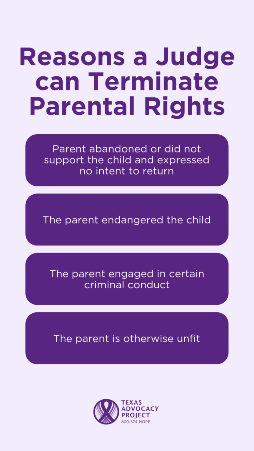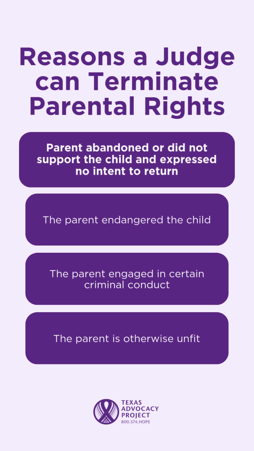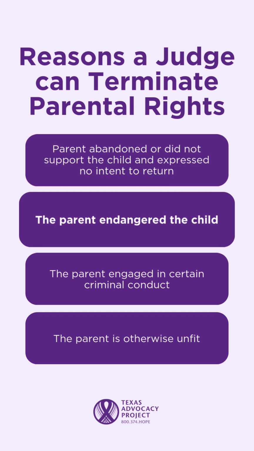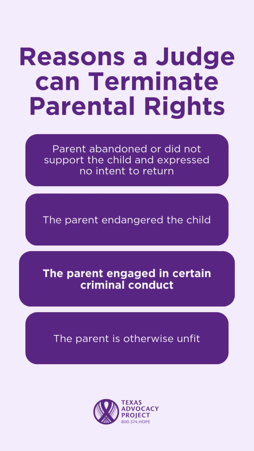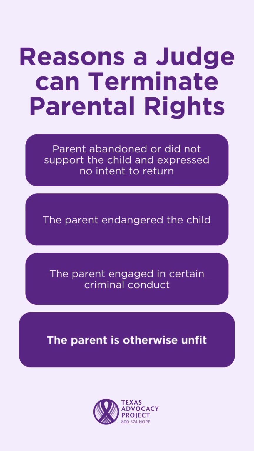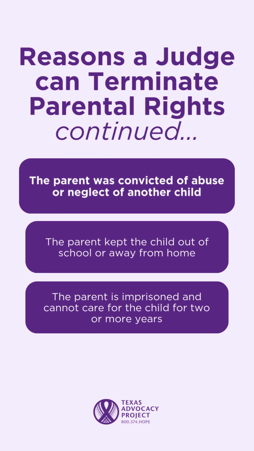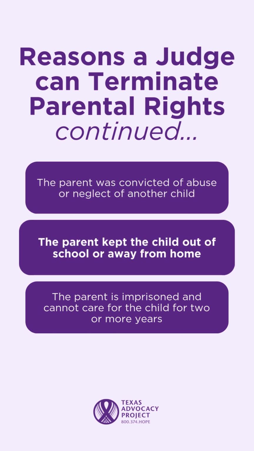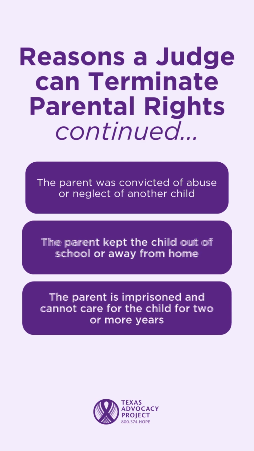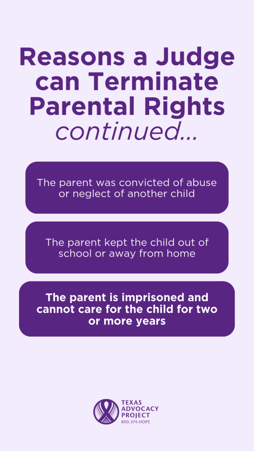Some reasons a judge may terminate parental rights include the parent abandoned or did not support the child and expressed no intent to return, the parent endangered the child, the parent engaged in certain criminal conduct, the parent is otherwise unfit, the parent was convicted of abuse or neglect of another child, the parent kept the child out of school or away from home, or the parent is imprisoned and cannot care for the child for 2 or more years.